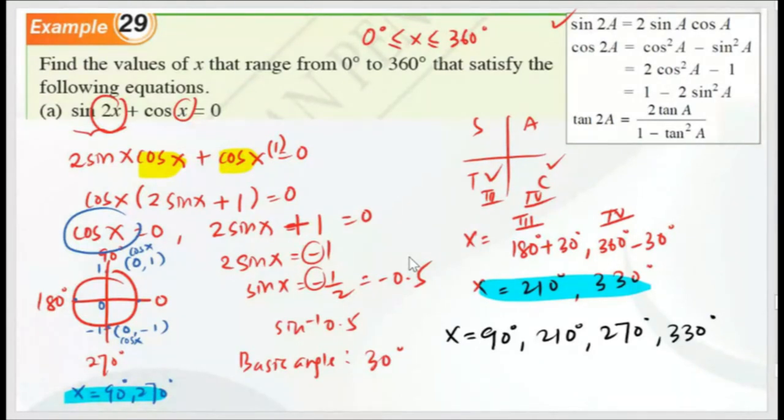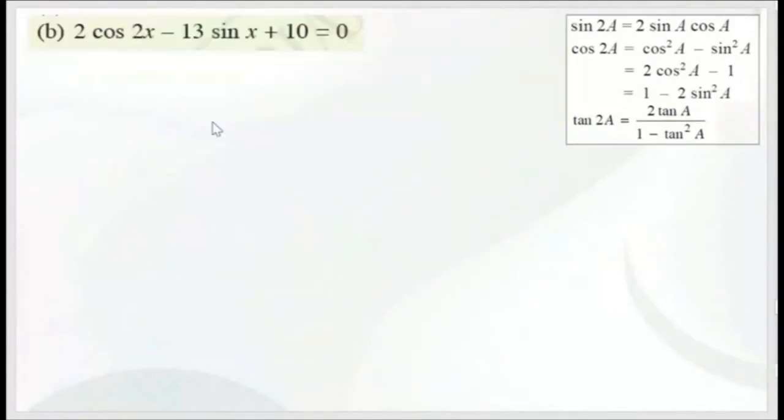Okay, we discuss 3 more examples. The second one, this one. How to solve this question? Solving questions means find the value for x. The value for x may be more than 1 value. It depends on which quadrant it is located.